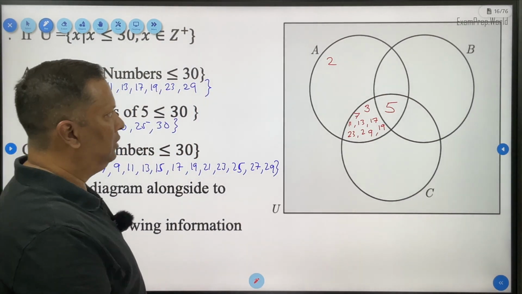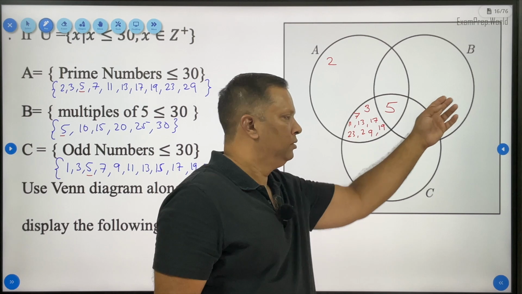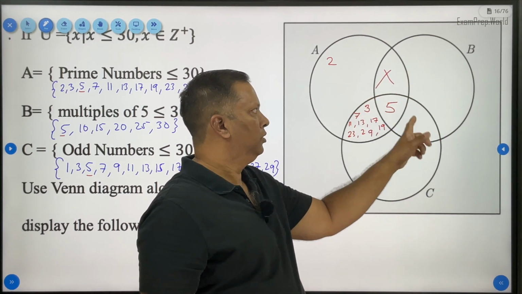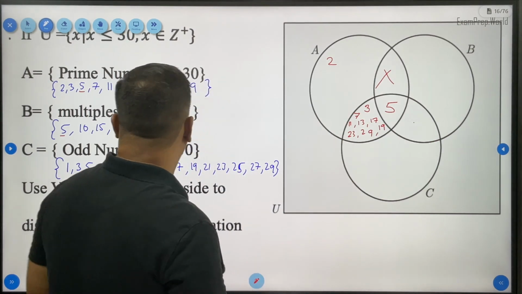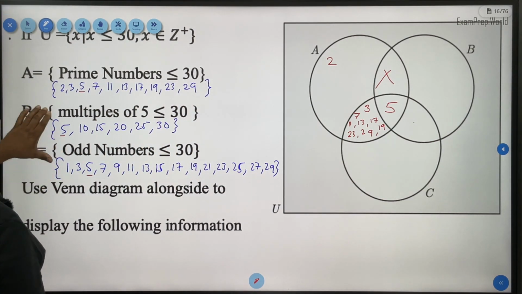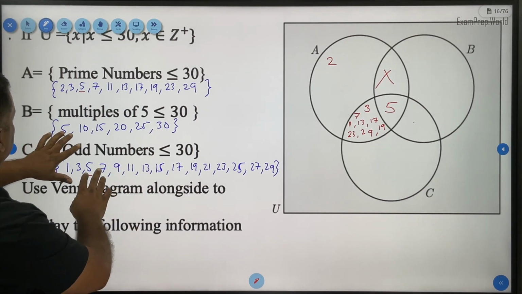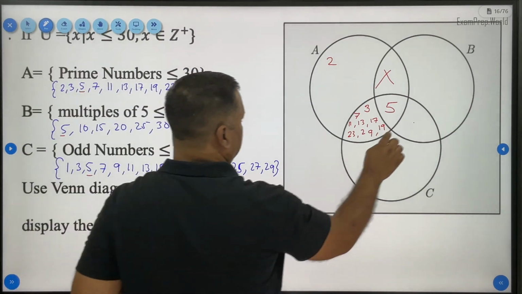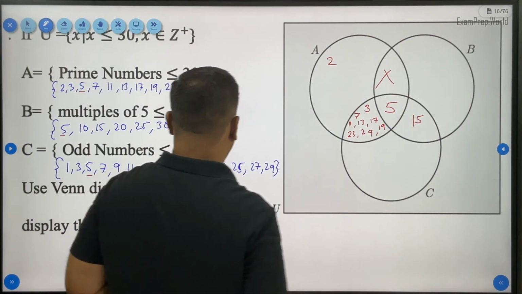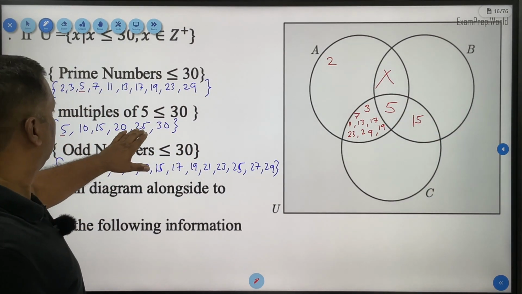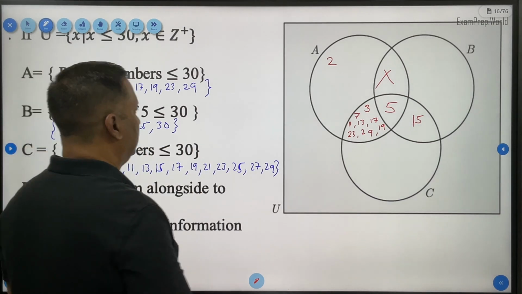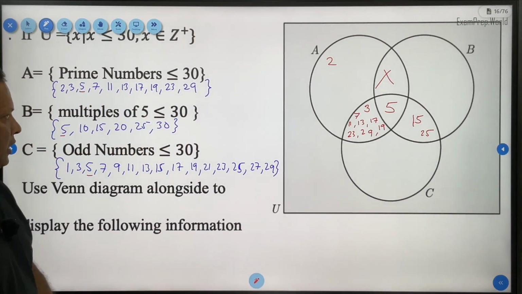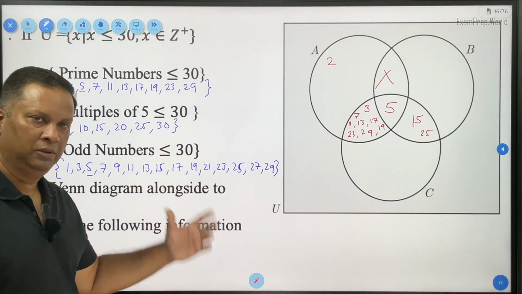Now let us also see something common between B and C. So we will fill this element because this is empty. See what is common between B and C. 5 is already done. Then 15 and then 25. Anything else? That's it. So B and C is done.